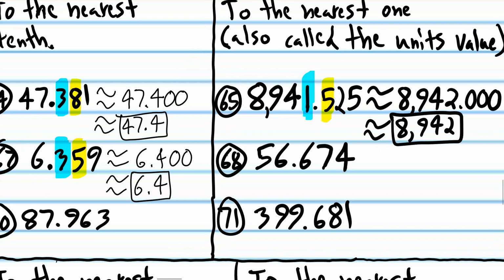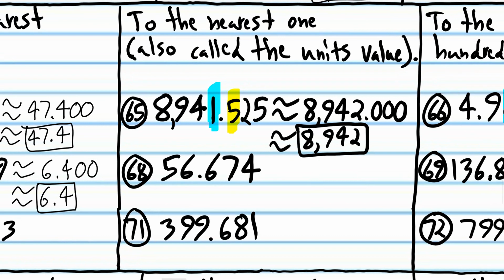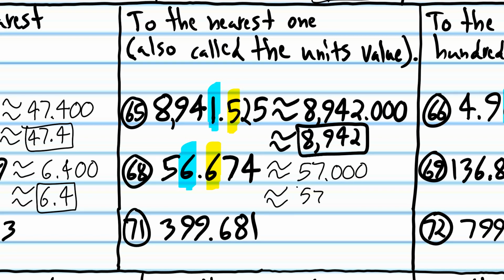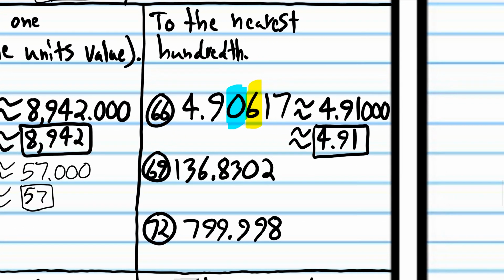All right, so now it's time for you to try. Try number 68. And again, just to let you know, the units place, the ones place, that's here. So round to the nearest ones place on 68, and when you come back, we'll do it together. All right, we're back. So the 6 tells us to round up. The blue number goes up by 1, and all the other numbers go to 0. But those other zeros can disappear because they're to the right of the decimal. So if you got 57, good job.